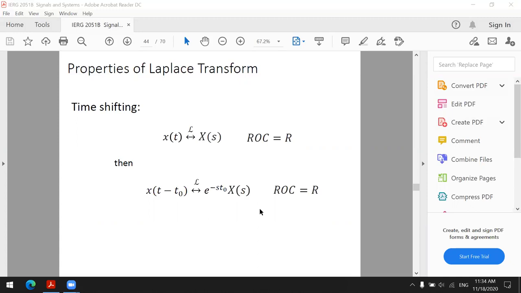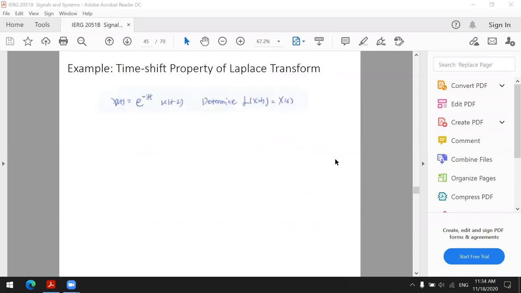Its Laplace transform is the original Laplace transform, capital X, multiplied by an additional exponential of minus s t0, where t0 is the same as the amount that the signal is shifted. And notice that after time shifting, the region of convergence of Laplace transform does not change. It is still the R for the original signal. So this property is again very similar to the Fourier transform. I believe it's not hard to understand. Let's just practice using this example. I will give you 2 minutes.